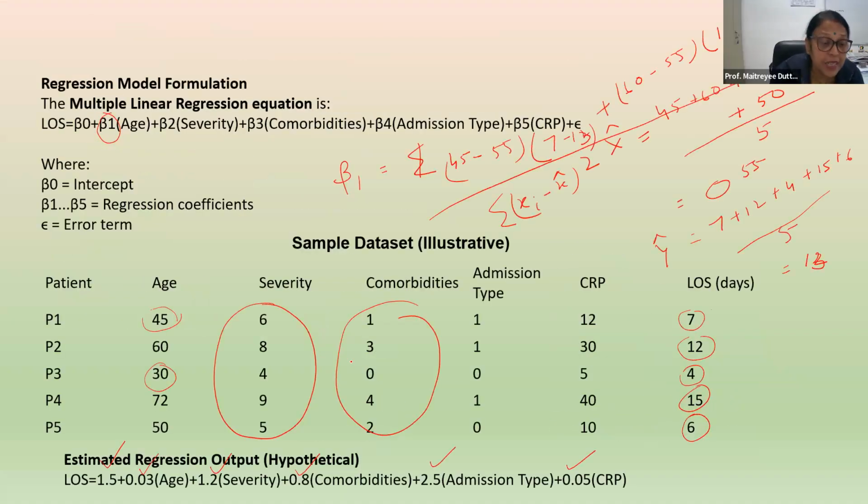So we have calculated the beta naught, beta 1, beta 2, and we have found out that the estimated regression output is 1.5 plus 0.03 into age, plus 1.2 into this, 0.8 into this, 2.5 and 0.5. Now let us see what these values or the constants mean. For example, 1.2, what does it mean? What is the significance of these values?